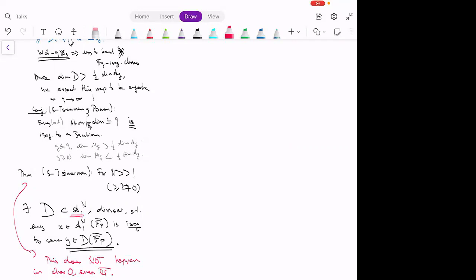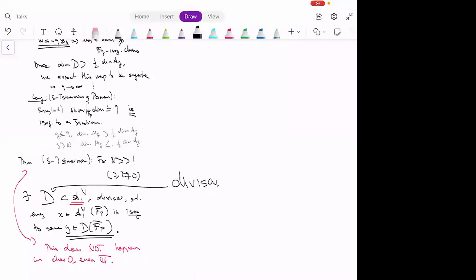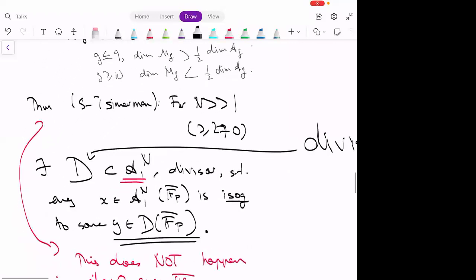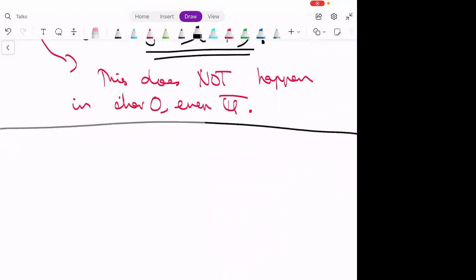But in this theorem, do you still have the hypothesis on the dimension of D? Right. So D ends up being a divisor. Yes. Got it. And the interesting part is that Andre-Oort tells you that this can't happen in characteristic 0 over Q bar. So this is genuinely different behavior than what one sees in characteristic 0. Interesting. Great. So that is what we now expect over FP bar.